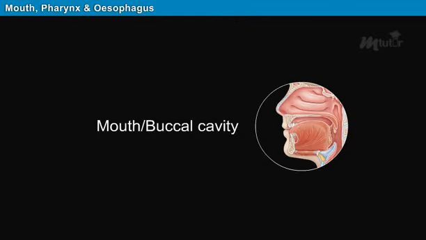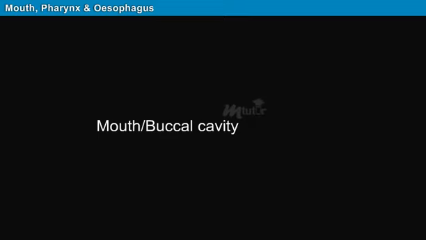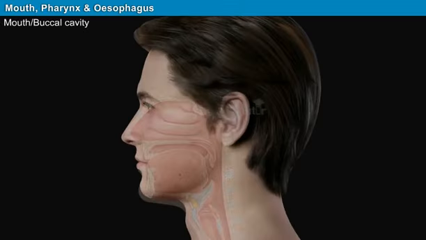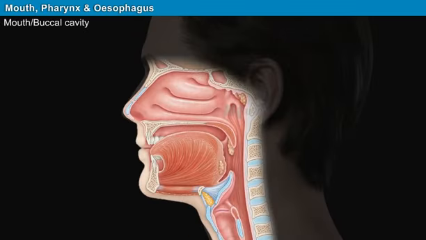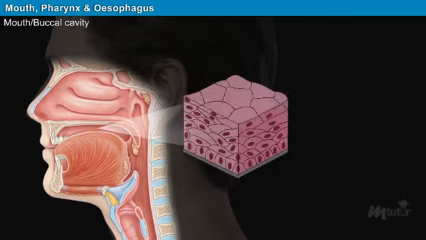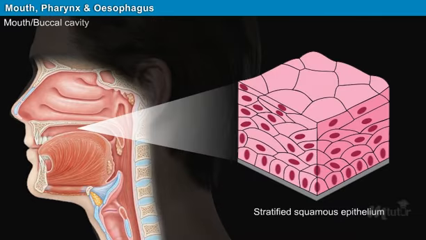Let us look at the first part of the GI tract, the mouth or buccal cavity. The buccal cavity is a large space bounded above by the palate, and below and on the sides by the jaws. The floor supports the tongue. The jaws bear teeth. The buccal cavity is lined by stratified squamous epithelium.